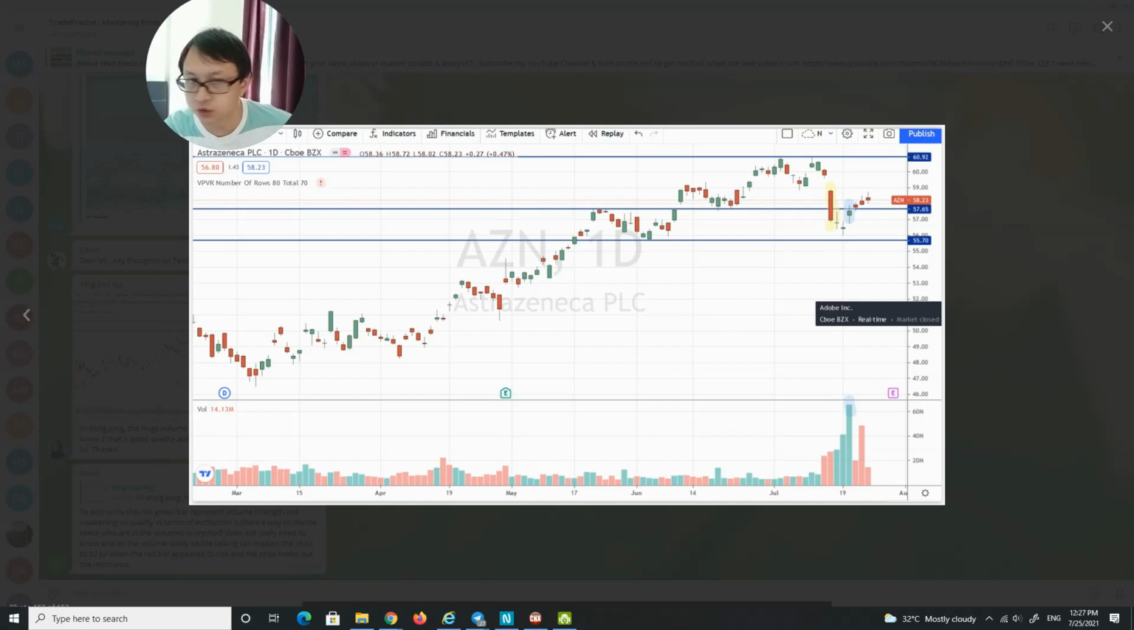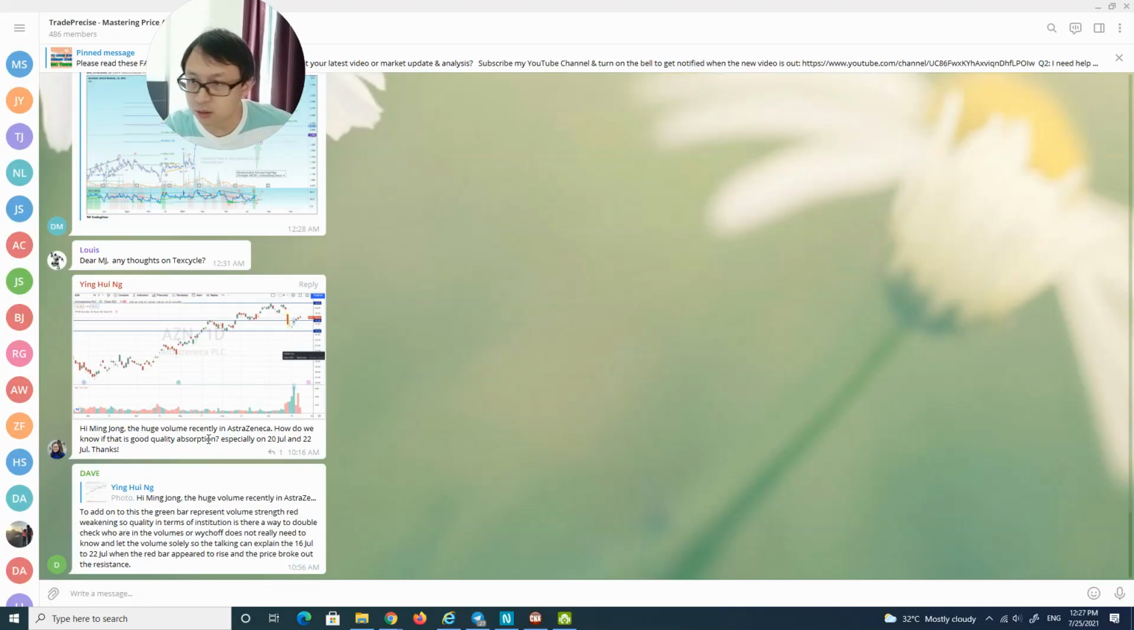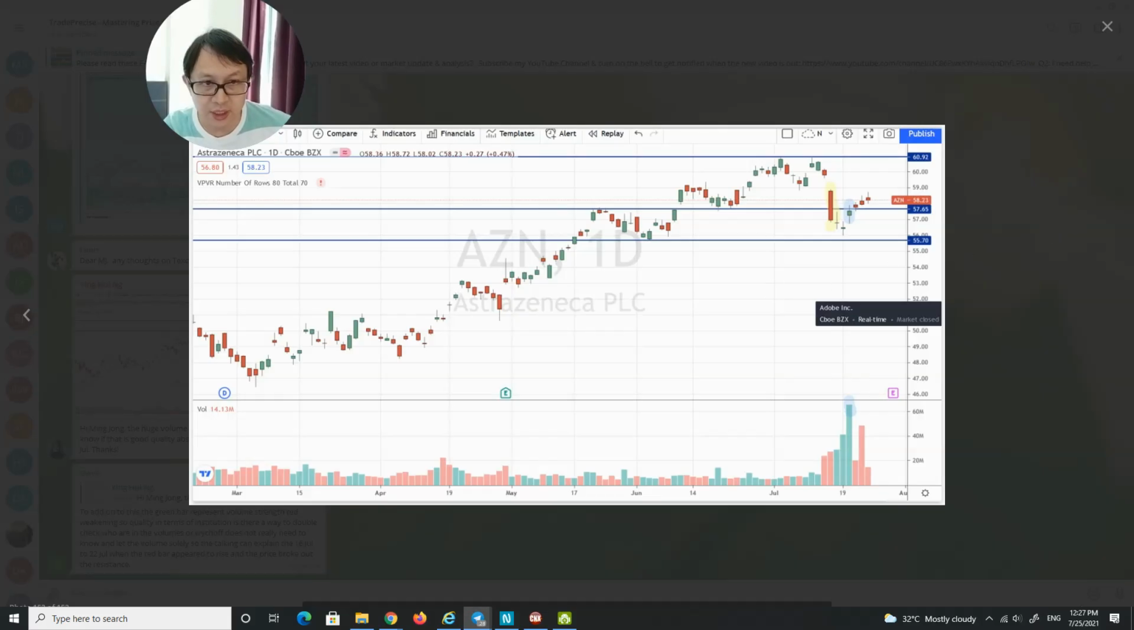Maybe I'll look at the TradingView chart. So your question is about whether it's a good quality of absorption, 20 and 22nd July. Okay, so here's another comment from Dave. To add on to this, green bar represents volume strength, red weakening, so quality in terms of institution. Is there a way to double check who are in the volumes, or does Wyckoff not really need to know and let the volume solely do the talking? Can explain the 16 to 22nd July when the red bar appeared to rise and the price broke out of the resistance. Okay, so if I understand your question correctly, it is regarding whether you can double check this sort of high volume, and also how do we interpret where there is a red volume while the price is going up.